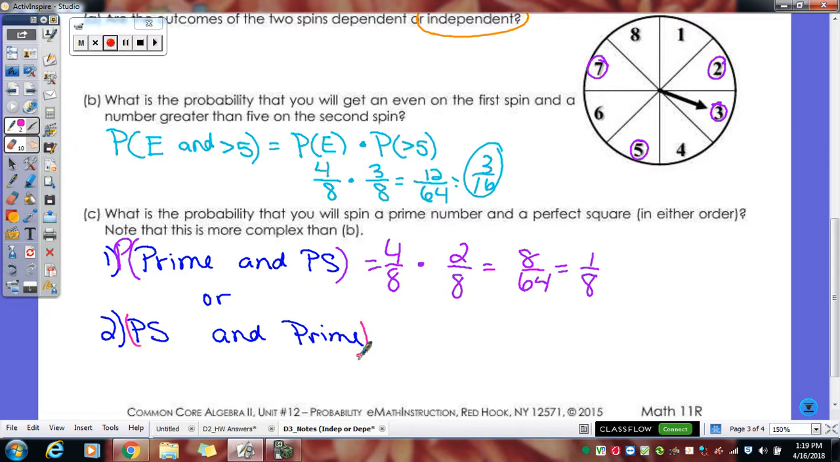So now we have to go the other way. Probability of getting a perfect square first and then a prime number. We already figured out there are two perfect squares out of 8 times our 4 prime numbers out of 8. Multiply our tops, multiply our bottoms.